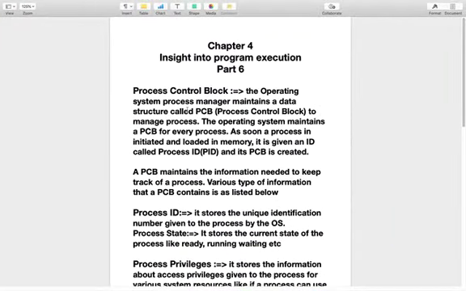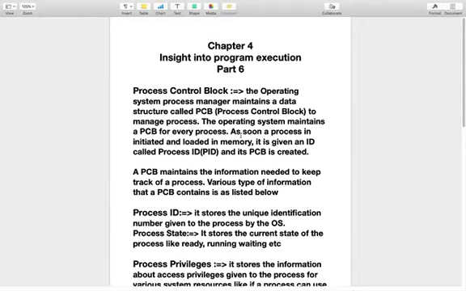Hello students, today in this class we learn about what is process control block, which is also known as PCB. The operating system process manager maintains a data structure called PCB to manage a process. So for every process, the operating system maintains a process control block to manage it.